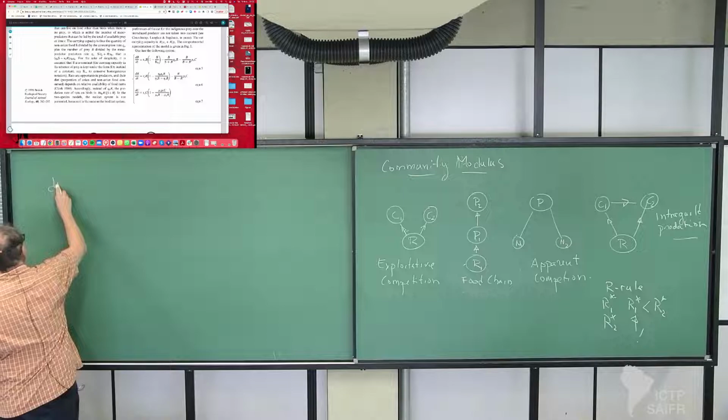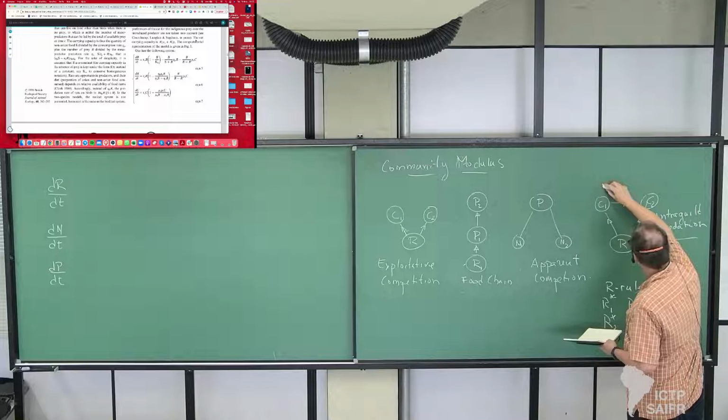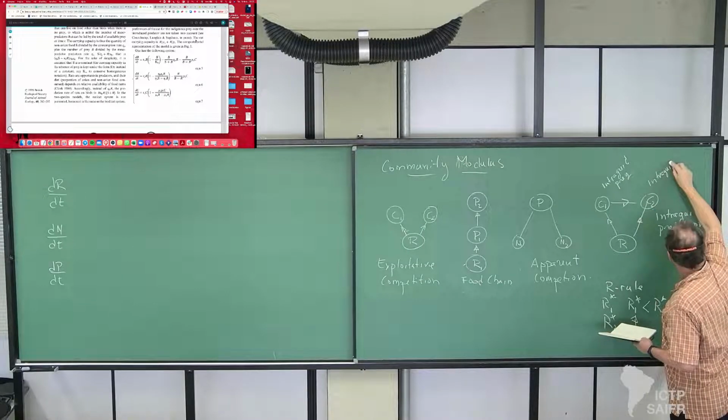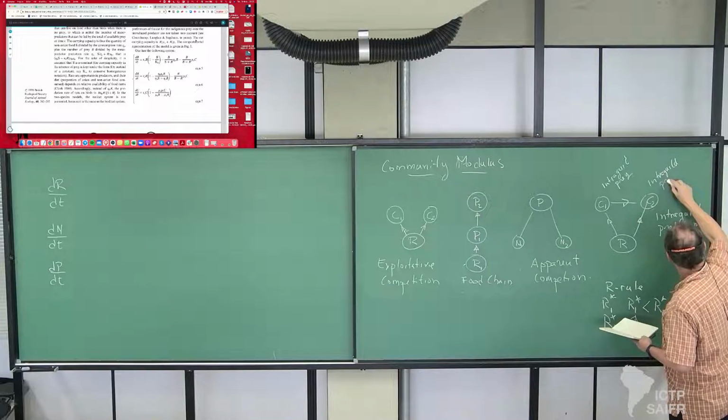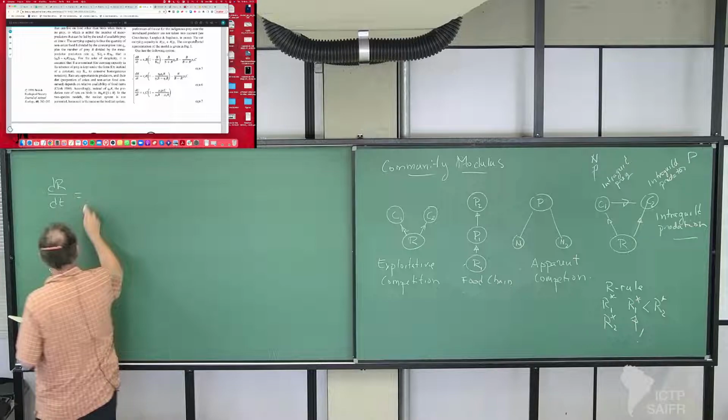So the name that these guys have here is, this is the resource, this is the intraguild prey. And the direction here is the direction of consumption always. And this is the intraguild predator. This is R, and I will call the prey N, and P for predator. Well, the resource.